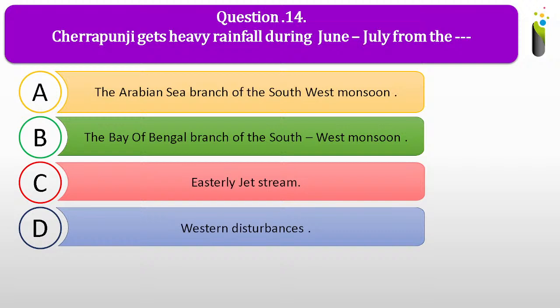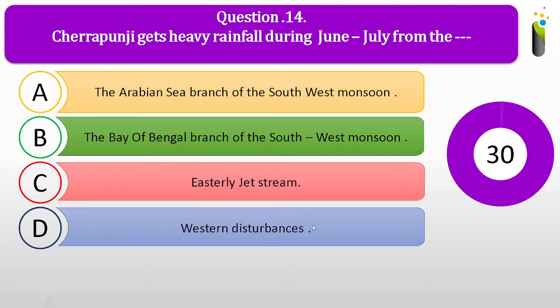So, Cherrapunji gets heavy rainfall during June, July from dash. The time starts now.